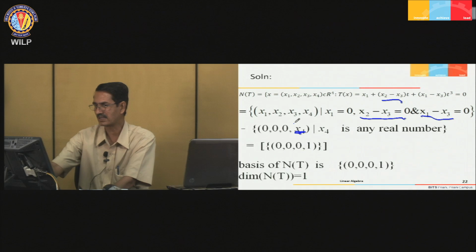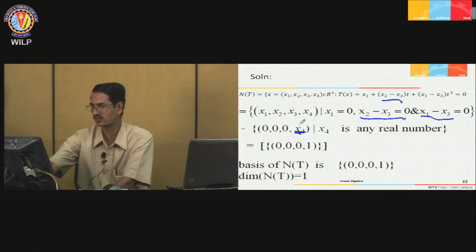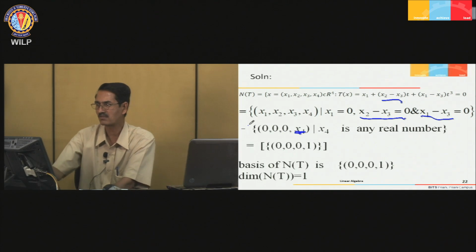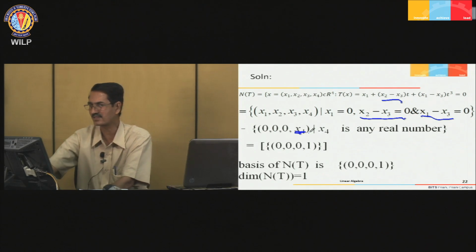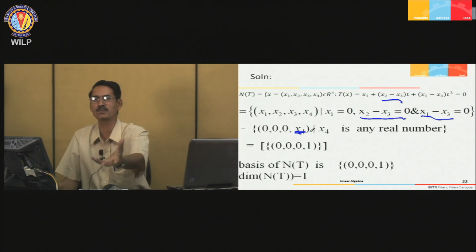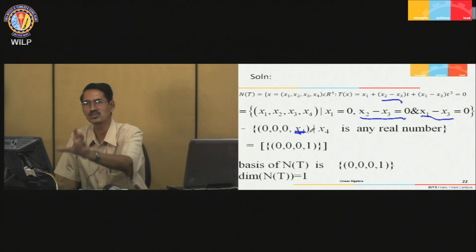Therefore, can you see what this one is? 0, 0, x4. This x4 you can take out. So what will be here? 0, 0, 0, 1. x4 is any real number. So what is this set? This set is all scalar multiples of 0, 0, 0, 1.